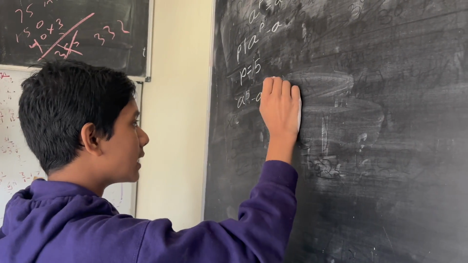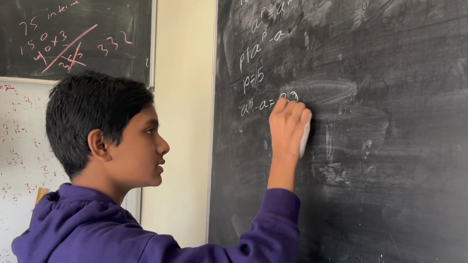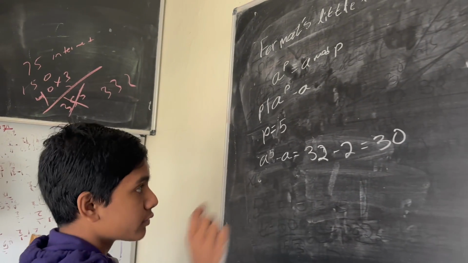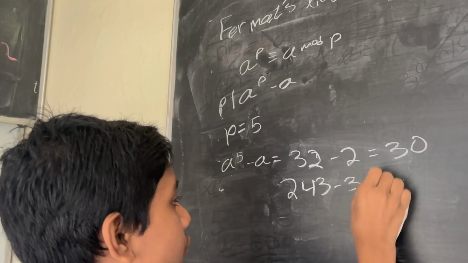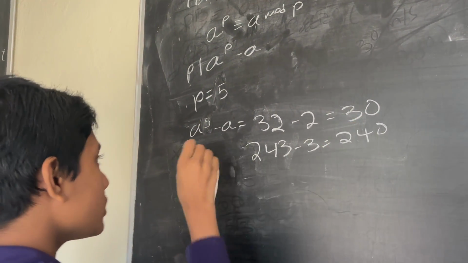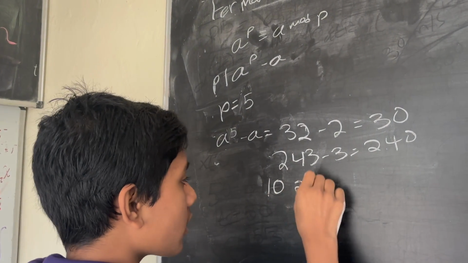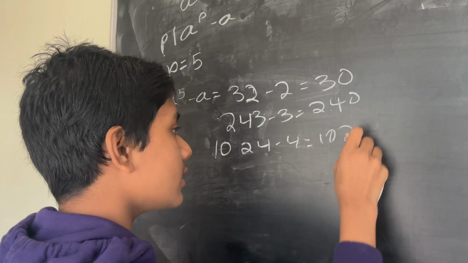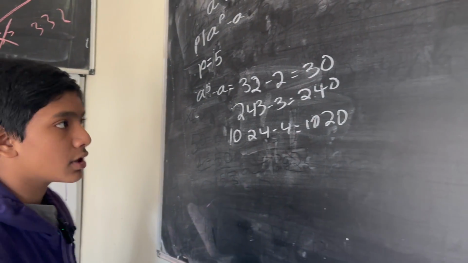2 to the 5 minus 2 is equal to 30, since it's 32 minus 2. So 3 to the 5 is 243, minus 3 is 240. And 4 to the 5 is equal to 1024, minus 4 is 1020. So as you can see, all of these are divisible by 5, and we can keep going.